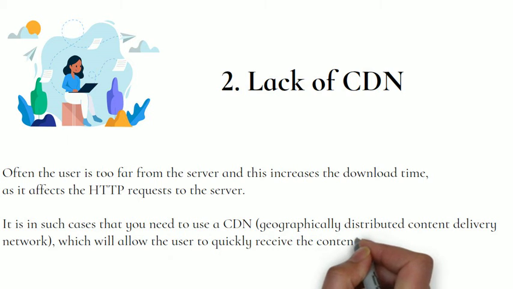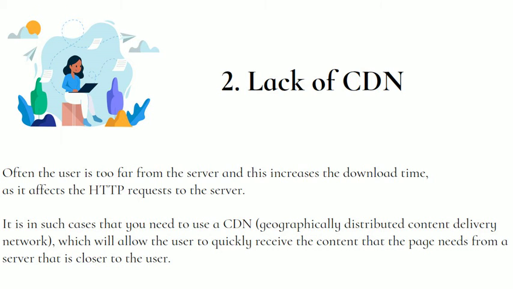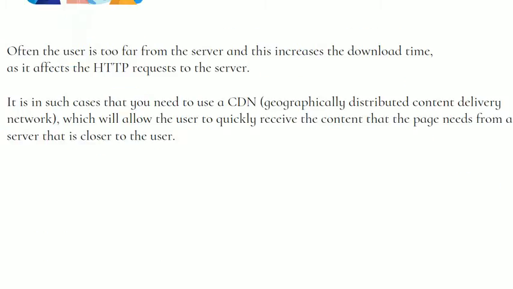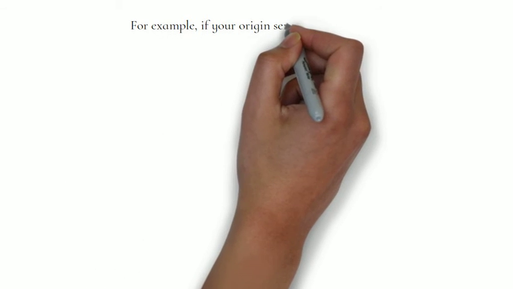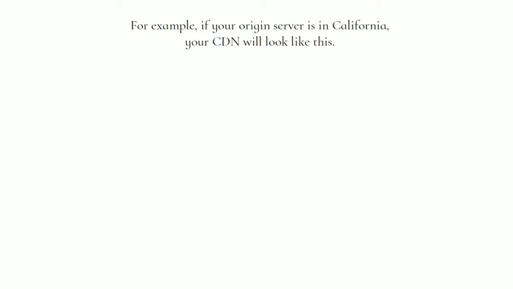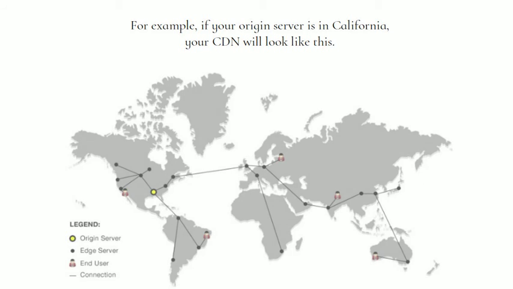It is in such cases that you need to use a CDN, a geographically distributed Content Delivery Network, which will allow the user to quickly receive the content that the page needs from a server that is closer to the user. In the picture here, you can see an example where your source server is in California and your CDN will look like this.